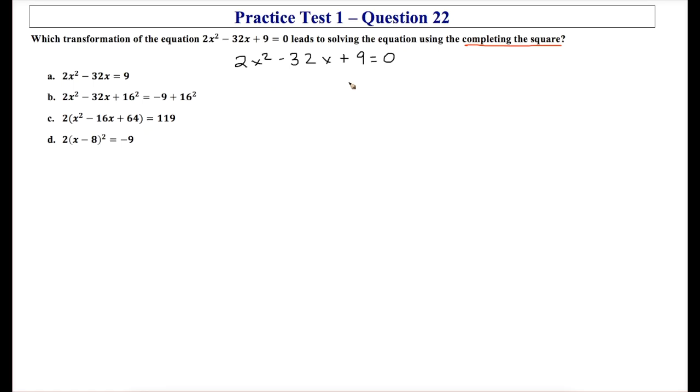The first step in completing the square is to isolate your variable terms. So we're going to subtract 9 from both sides of our equation. From this we get 2x squared minus 32x equals negative 9. Since our x squared coefficient is not 1, we need to factor out the 2. So that gives us 2 times x squared minus 16x is equal to negative 9.